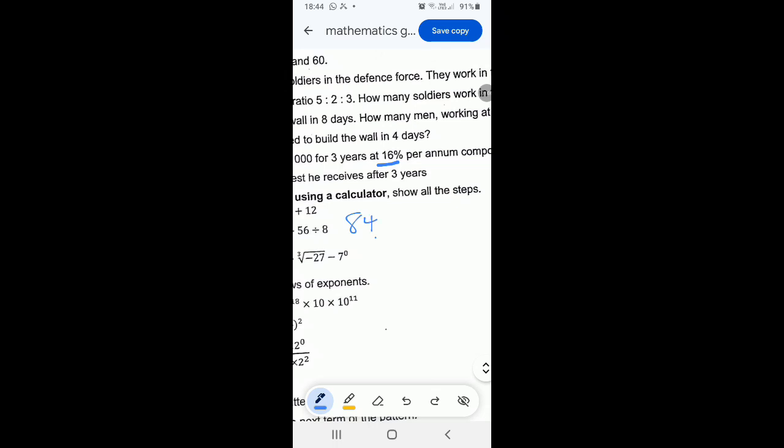So we have 84 divided by minus 12 plus 56 divided by 8. Let's start with this because this is division. 84 divided by minus 12. Use your calculator. 84 divided by minus 12, we have minus 7 there. Plus, then 56 divided by 8, we have 7. These two, we have 0. That's a 0. That's our answer.